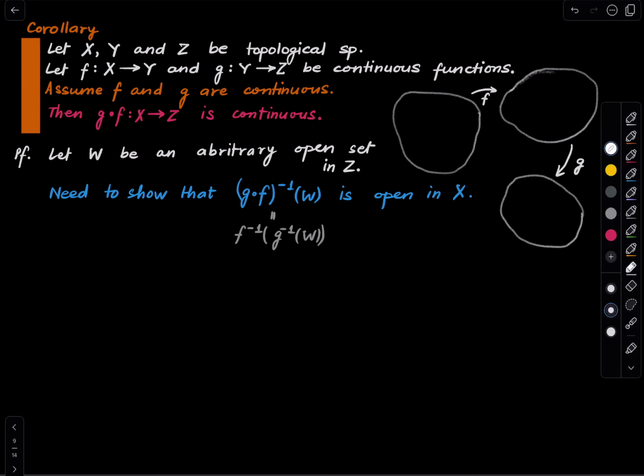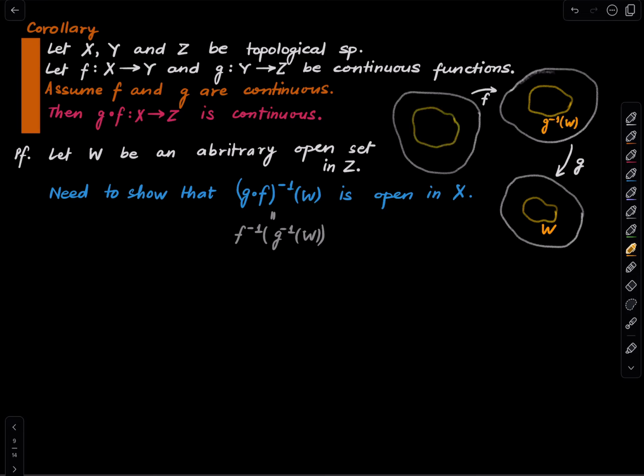So let's say we have W here. This is G inverse W. And then finally F inverse of G inverse W. Okay. So this is equal to that is a set theoretic fact.